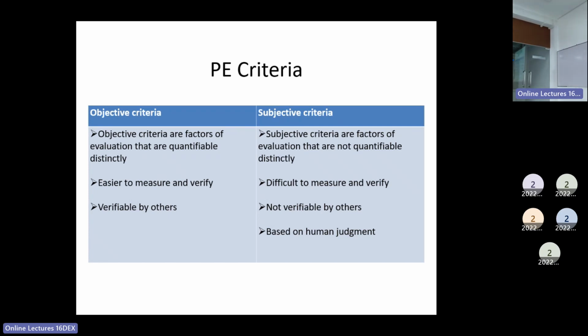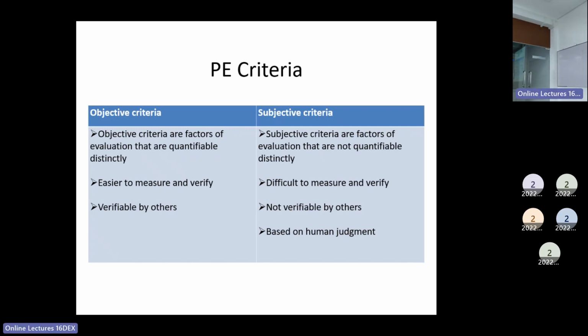Can you tell me one of the objective criteria that can be used to measure the level of performance? Some objective criteria. Customer handling. Okay, customer handling. Number of customers. Number of clients. Number of transactions. Amount of the transaction.